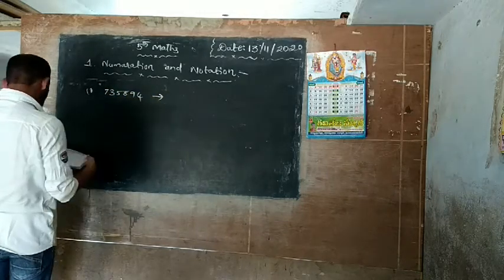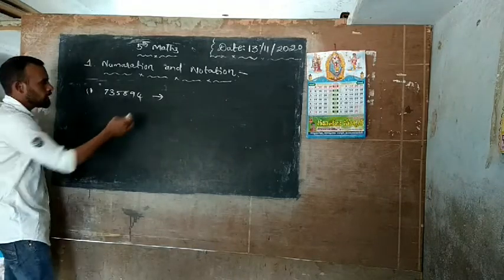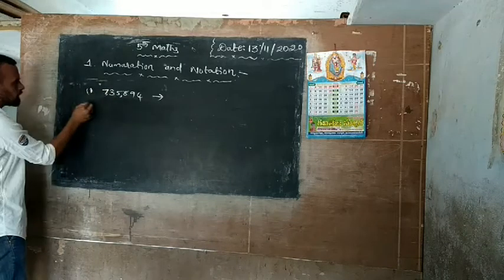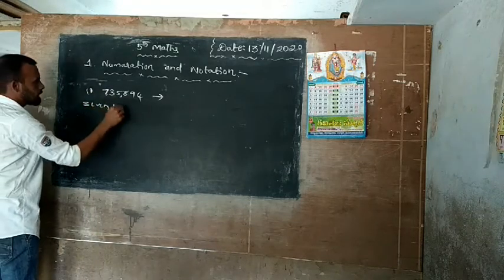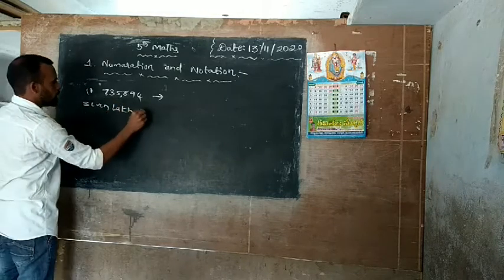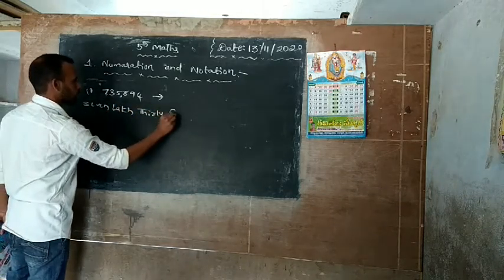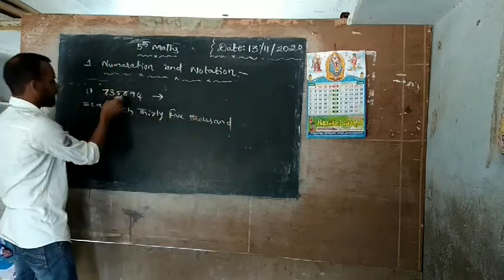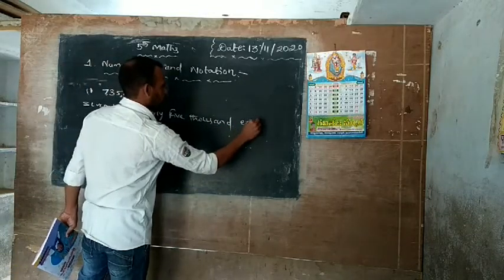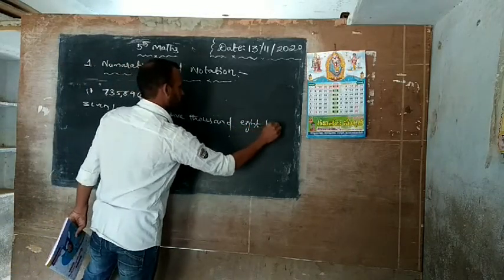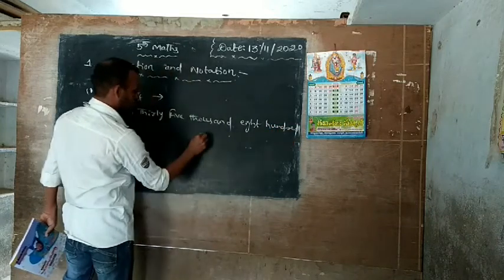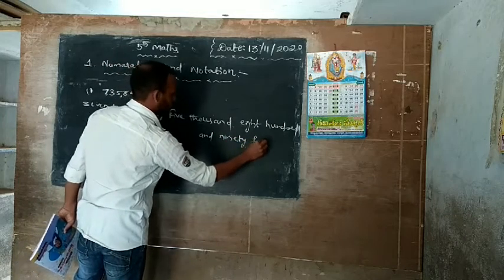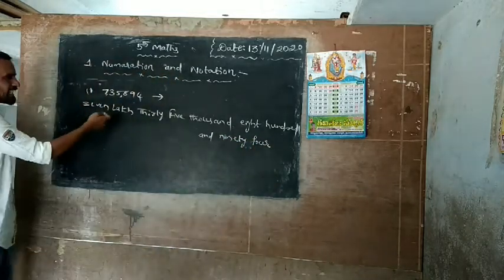7358994. Now you write the number name in the Indian place value chart: 1s, 10s, 100s, 1000s, 10,000s, lakh. So what is the number name? 7 lakh 35,000 894. So this is the Indian place value chart number name.